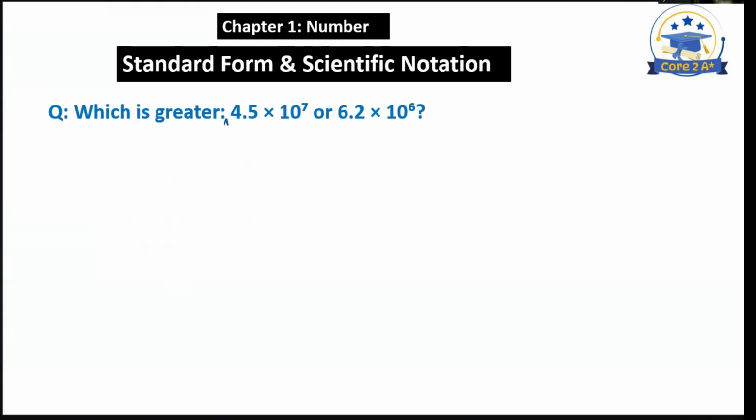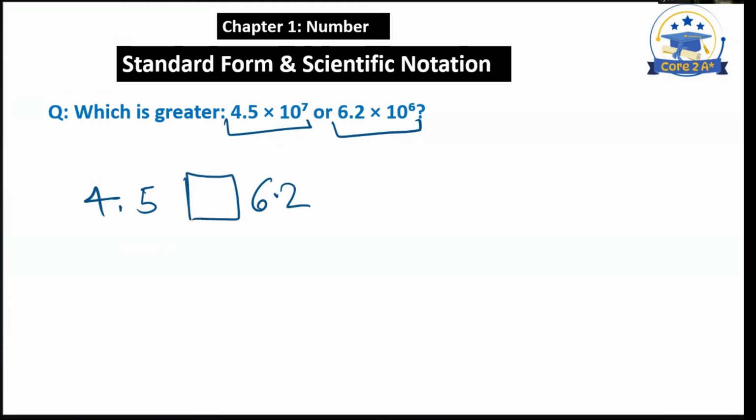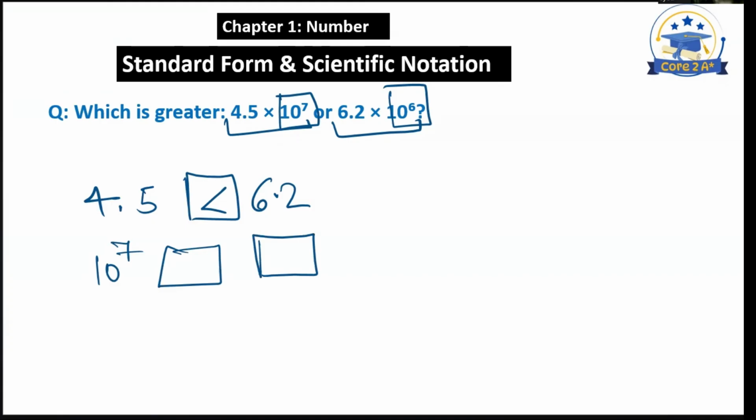Which one is the greater, this or that? See very carefully. Here we have 4.5 and here we have the decimal number 6.2. Which one is the greater? Obviously 6.2. But if we compare 10 to the power 7 and 10 to the power 6, which one is greater? This one, the left one.